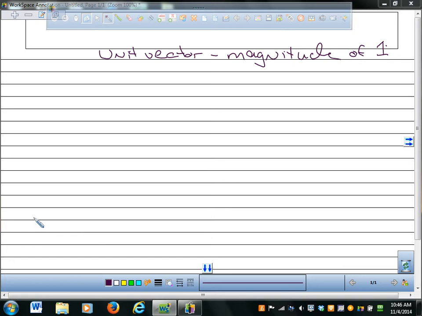We're going to talk about some other forms of vectors, and the first one is a unit vector, and it has a magnitude of 1. We talked about that yesterday, right? But then you can find a unit vector if they say something like a unit vector in the same direction.